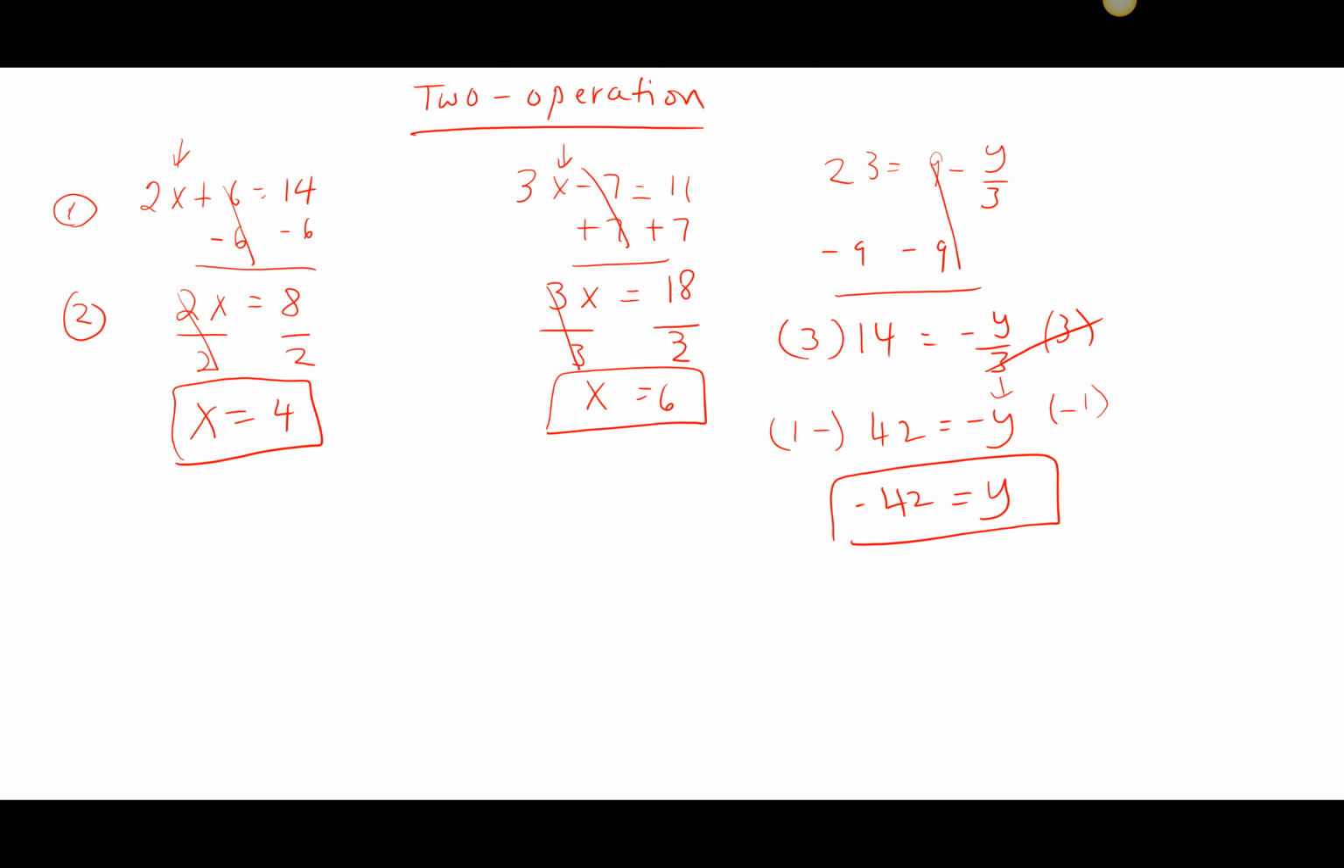Okay? Now, what if we have one or more variables that appear? We're going to have to combine the like terms before performing the operations. So what if we have 2x plus 5 plus 4x equals 17? So now look, we have two x's here, okay? So we need to put those together. 2x plus 4x plus 5 equals 17. So 2x plus 4x is 6x plus 5 equals 17.